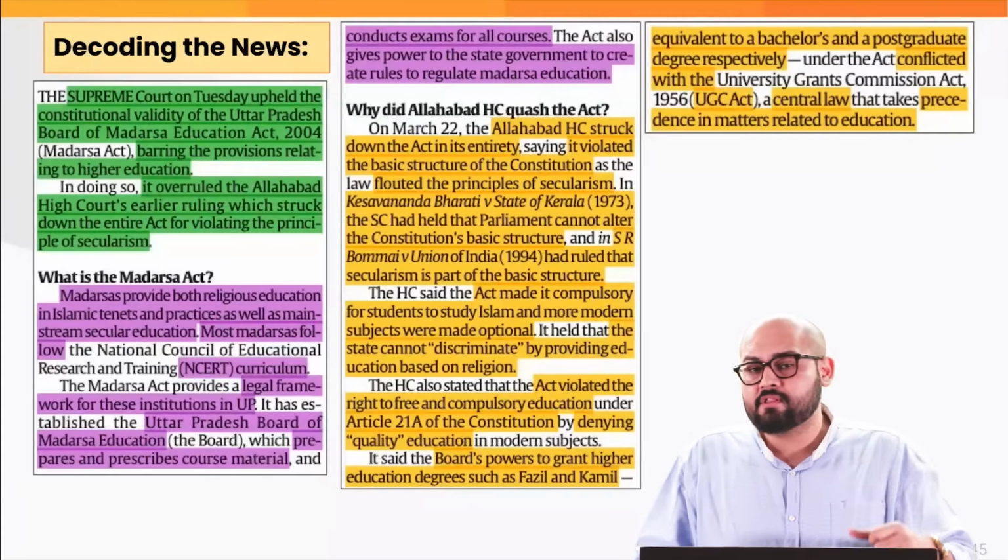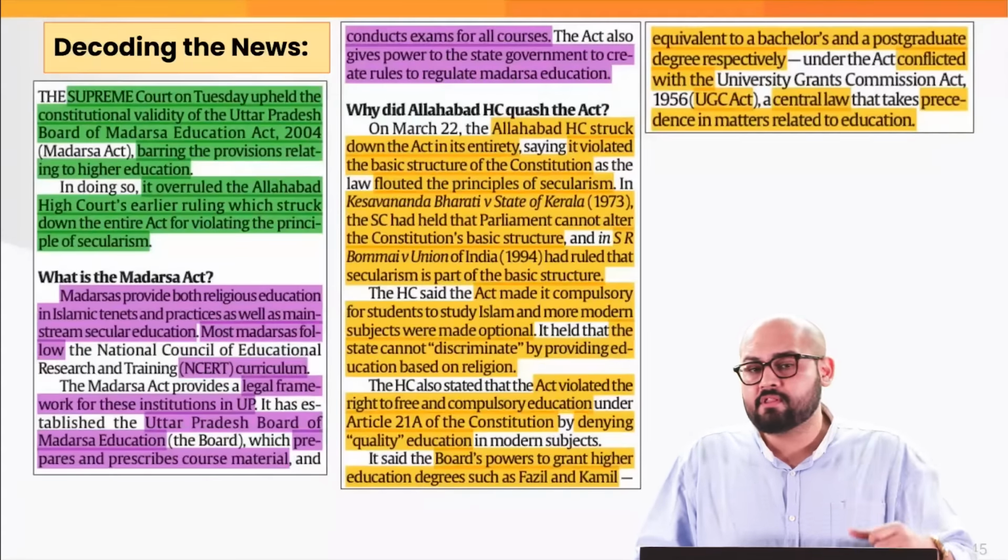And again, it said that in Kesavananda Bharati versus State of Kerala, the Supreme Court had held that the Parliament cannot alter the constitution's basic structure, the core principles of the constitution. And in S.R. Bommai versus Union of India, 1994, it had ruled that secularism is a part of the basic structure. The High Court said that the act made it compulsory for students to study Islam, and more modern subjects were made optional. It also held that the state cannot discriminate by providing education based on religion.